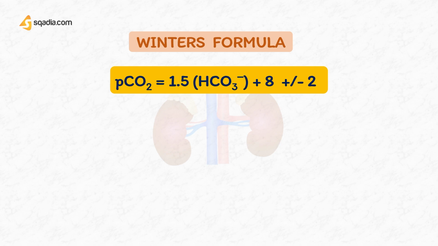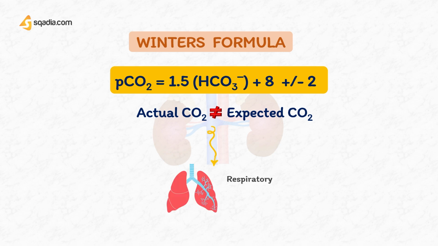Partial pressure of carbon dioxide is equal to 1.5 multiplied by the bicarb ions plus 8, plus or minus 2. Now you have to know that any time there is a metabolic acidosis, the body hyperventilates to blow off the carbon dioxide and regain equilibrium. If the actual carbon dioxide is not equal to the expected carbon dioxide level, then you have a mixed disorder, which means you may have a respiratory disorder as well as the metabolic acidosis.